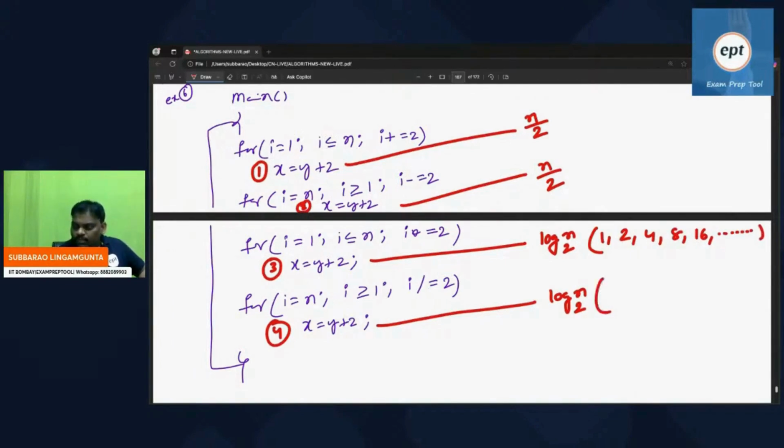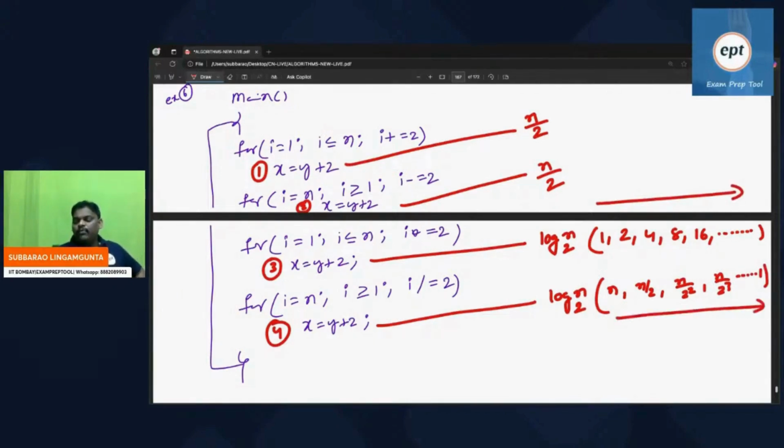How is it for division? First n, next n by 2, next n by 2 square, next n by 2 cube, always divided by 2, lastly 1. So both are the same. One is incrementing, one is decrementing, but if you see in reverse order, both are the same. So please be careful.